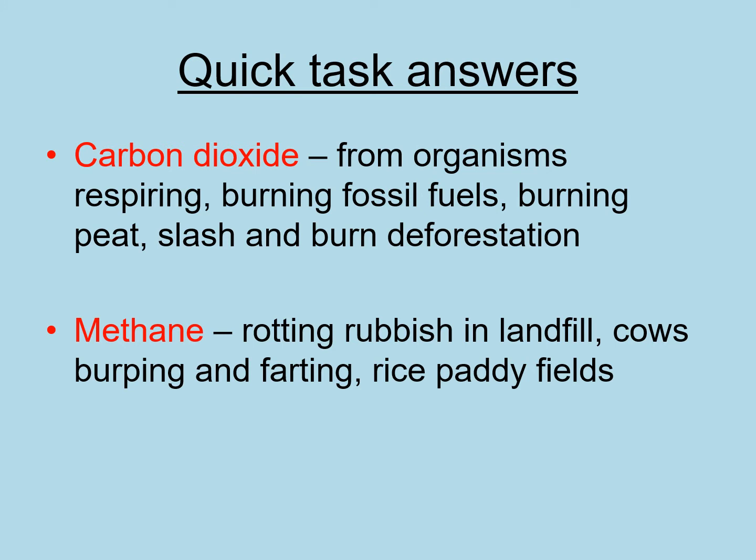Here are your answers to the quick task. So the two main greenhouse gases that you need to know about are carbon dioxide and methane. Carbon dioxide is released when organisms respire, from burning fossil fuels, from burning peat, and from slash and burn deforestation. Methane is released when rubbish and landfill rots. It's also released from cows burping and farting, and from rice paddy fields.